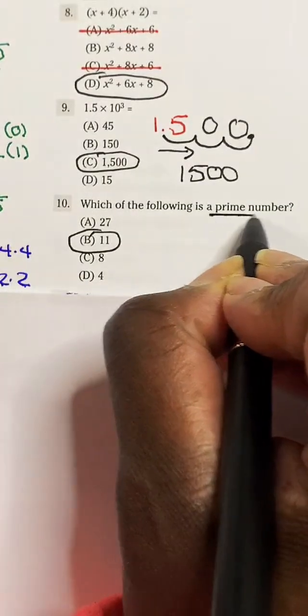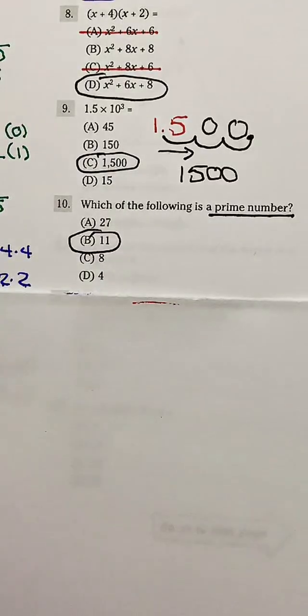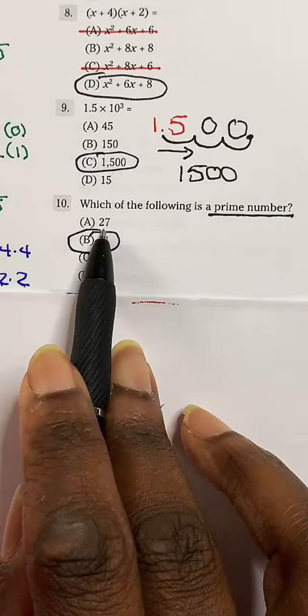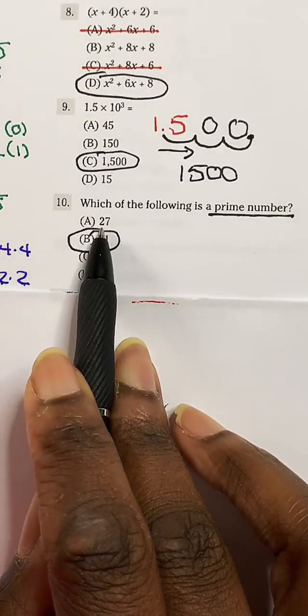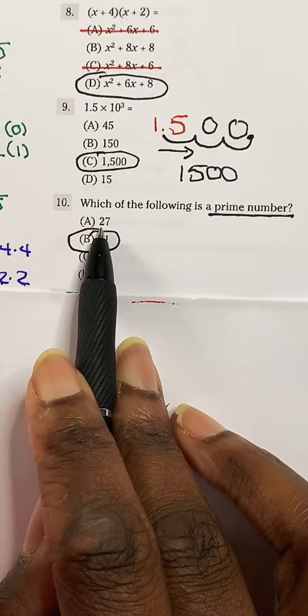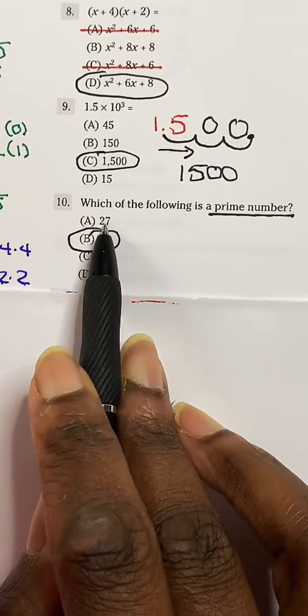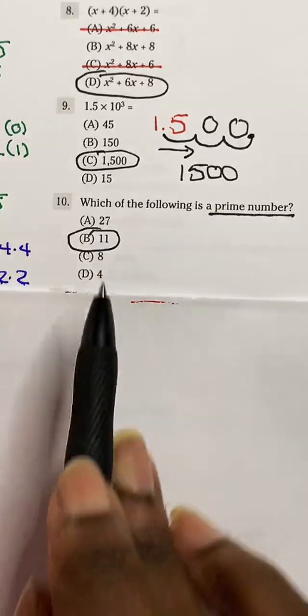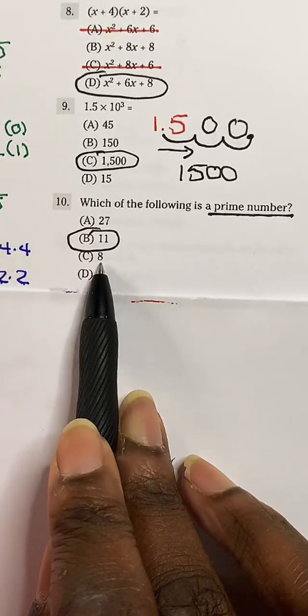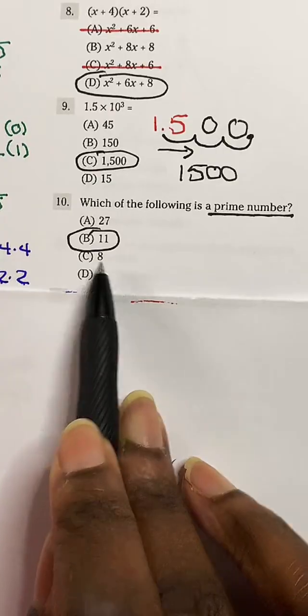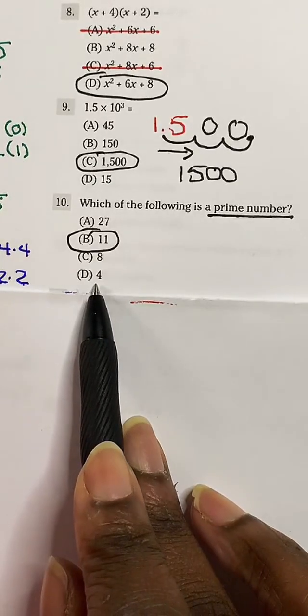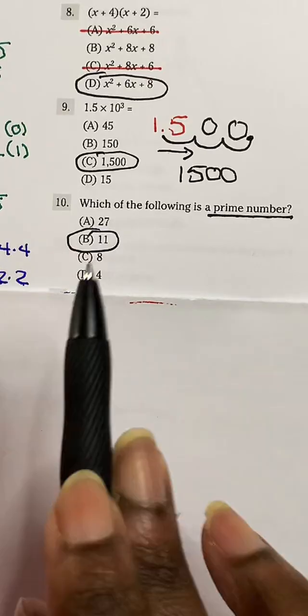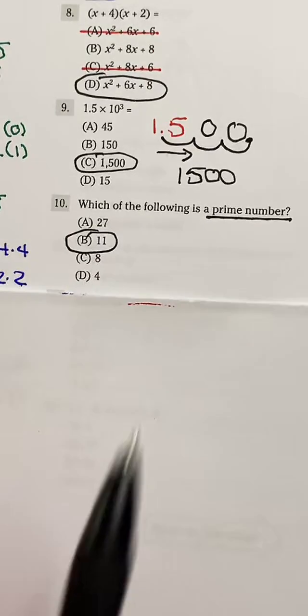What is a prime number? A number that is a product of 1 and itself. That's the only way you can get it through multiplication. 27, remember, you can get it through 1 and 27. You can get it from 3 and 9. So since there's more than one way of getting 27, that's what's called a composite number. Same thing with 8. I can do 1 and 8, but I can also do 2 and 4. Same thing with 4. I can do 1 and 4 and 2 and 2. So the only one is 11.